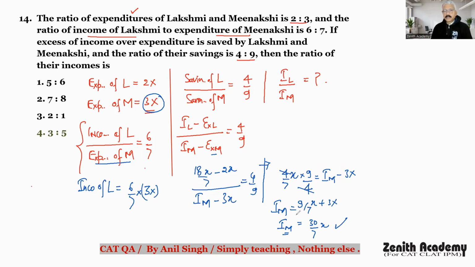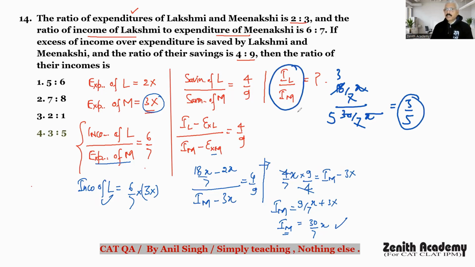So income of Meena and income of Lakshmi, this is the ratio. Income of Lakshmi is 18 by 7x, and here income of Meena is 30 by 7x. This 7x cancels. 6 5 is 30, 6 3 is 18. So it is 3 by 5. Income of Lakshmi and income of Meena ratio is 3 by 5. Answer is 4.